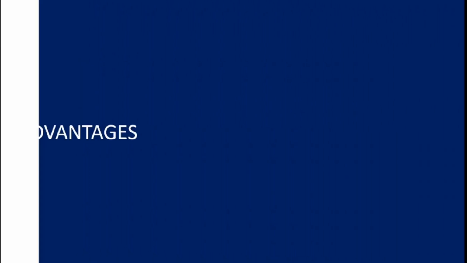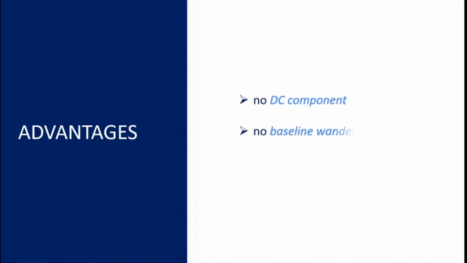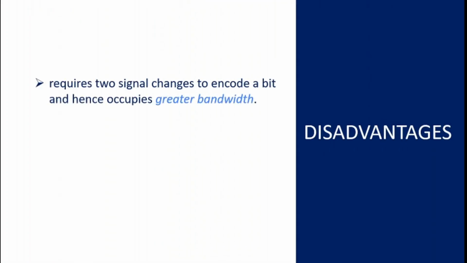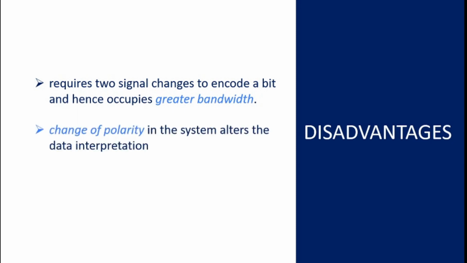Unlike polar NRZ, the polar RZ scheme does not have DC component or baseline wandering problem. Moreover, it has self-synchronization property. However, since it requires two signal changes to encode one bit, the polar RZ scheme requires greater bandwidth. Change of polarity in the system affects polar RZ scheme in the same way as polar NRZ-L scheme. Furthermore, error detection is not done.